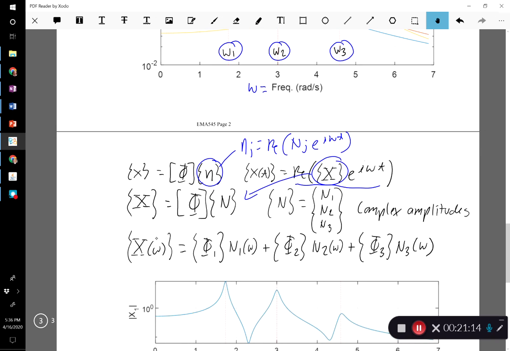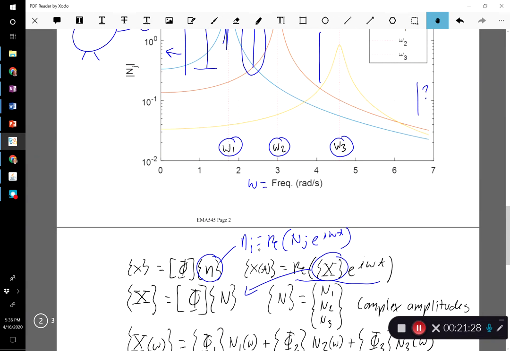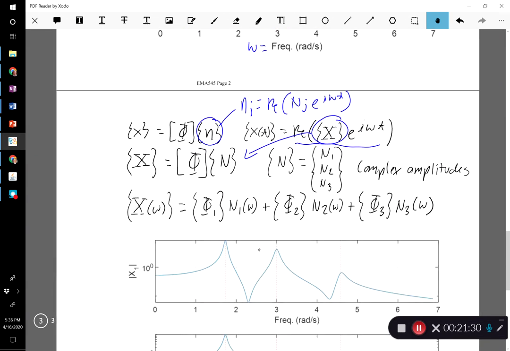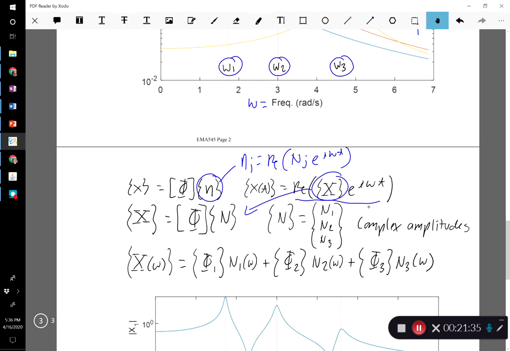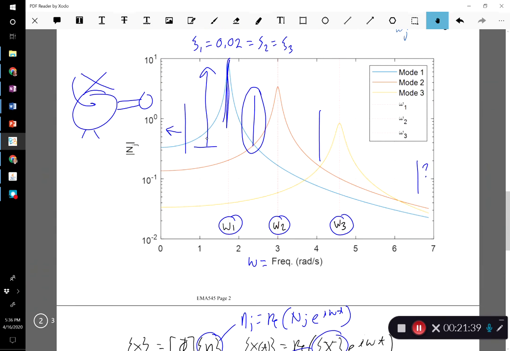And we could get the complex amplitude as a function of frequency. It will just be each of the mode vectors times its modal complex amplitude, which is also a function of frequency. That's these three curves up here. And then we add those up for all the modes. And things become nice and clear and simple because you notice that each mode only peaks at a single frequency.